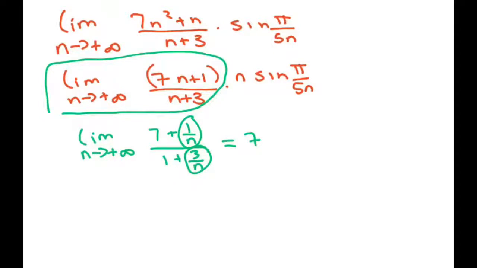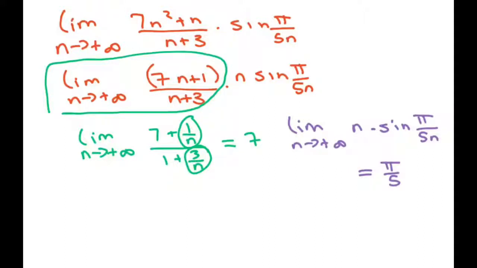We already know from the techniques we used in the previous video that the limit as n approaches positive infinity of n times sine of pi over 5n, since my a is 5, equals pi over 5. So when you multiply these two, our final answer is that this converges to 7 times pi over 5, which equals 7 pi over 5.